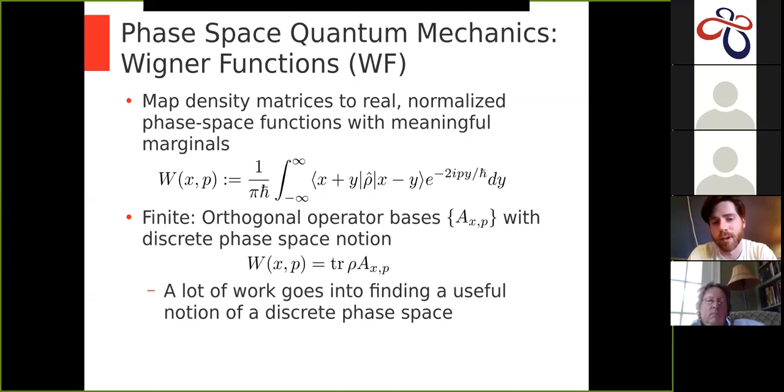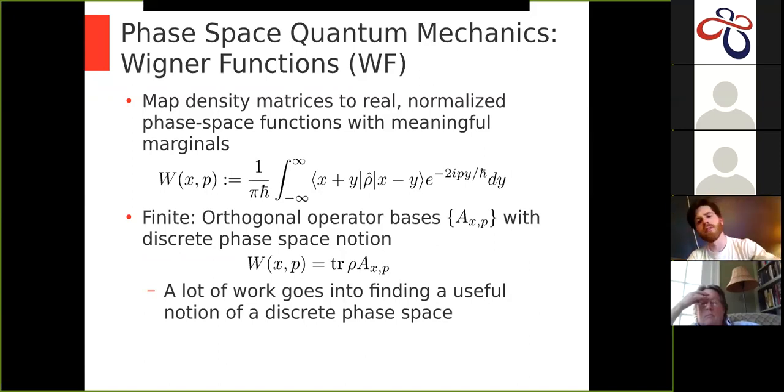So all of those, essentially, I think, take the form of an orthogonal operator basis. Phase-space operators is usually the way that they're phrased. That's a basis of operators labeled by some x and p, which are the replacement for a continuous phase space. And there are many ways to do that. So you have to put in work trying to decide what it is you mean by a discrete phase space. But in any case, the function you get from the operator basis is obtained in the same way as the Born rule. Namely, you take the trace of your density matrix and the operator basis, and that gives you the real-valued function.